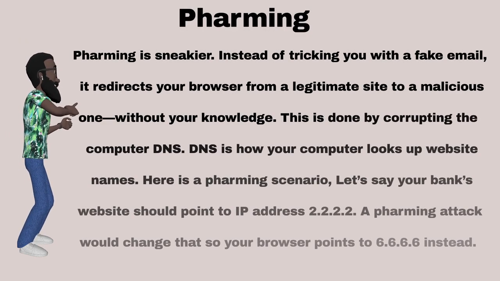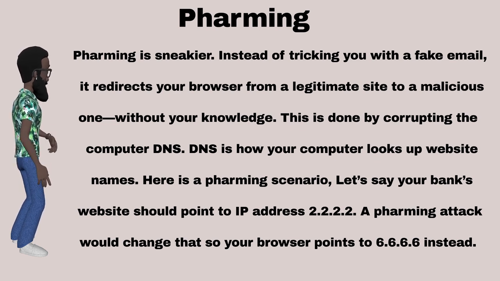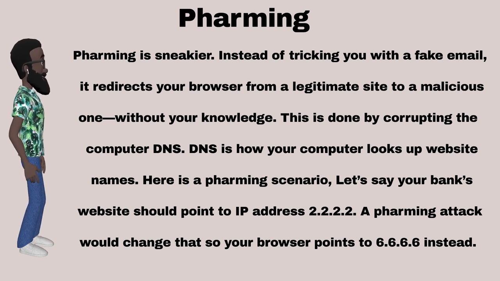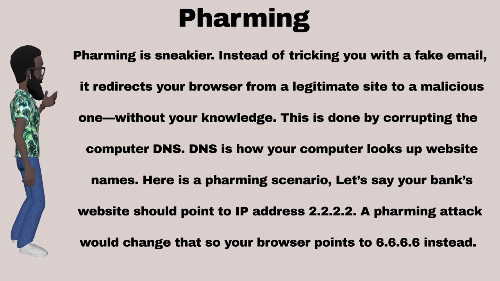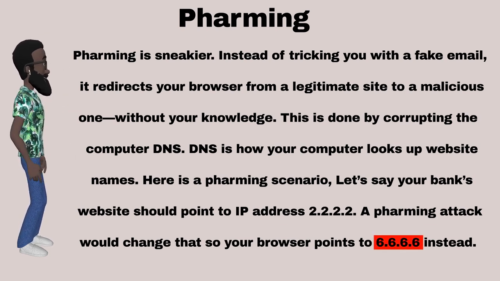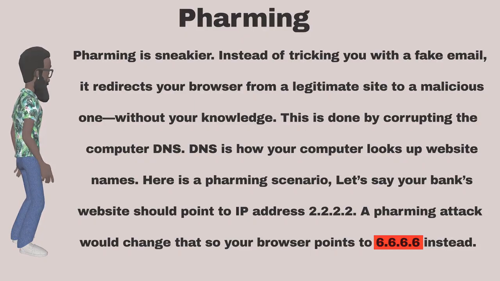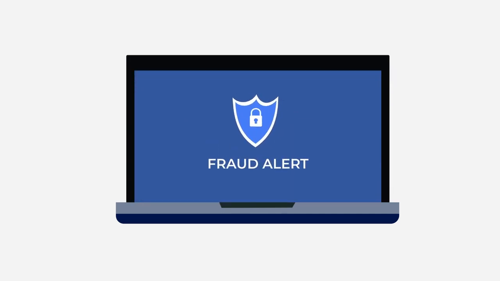Now let's talk about pharming. Pharming is sneakier. Instead of tricking you with a fake email, it redirects your browser from a legitimate site to a malicious one, without your knowledge. This is done by corrupting the computer's DNS. DNS, by the way, is how your computer looks up website names. It's like your computer's GPS. Here's a pharming scenario. Let's say your bank's website should point to IP address 2.2.2.2. A pharming attack will change that so your browser points to 6.6.6.6 instead. The site might look identical, but it's designed to steal your login credentials. Unlike phishing, which uses social engineering, pharming targets the system your device uses to navigate the internet.